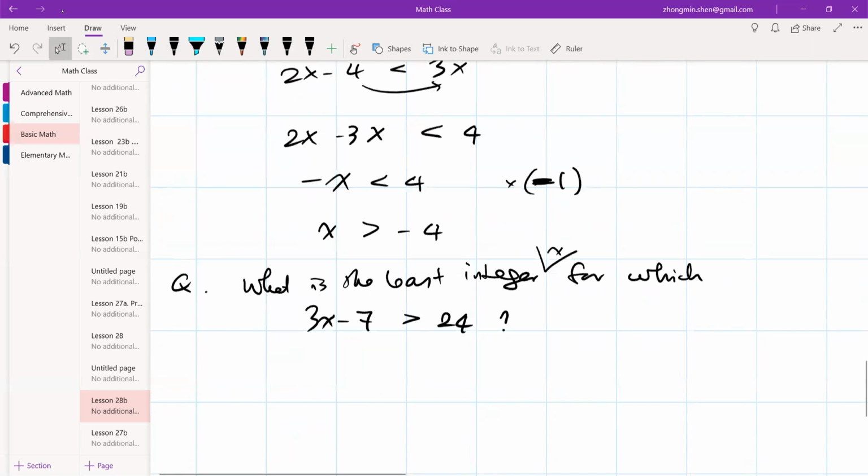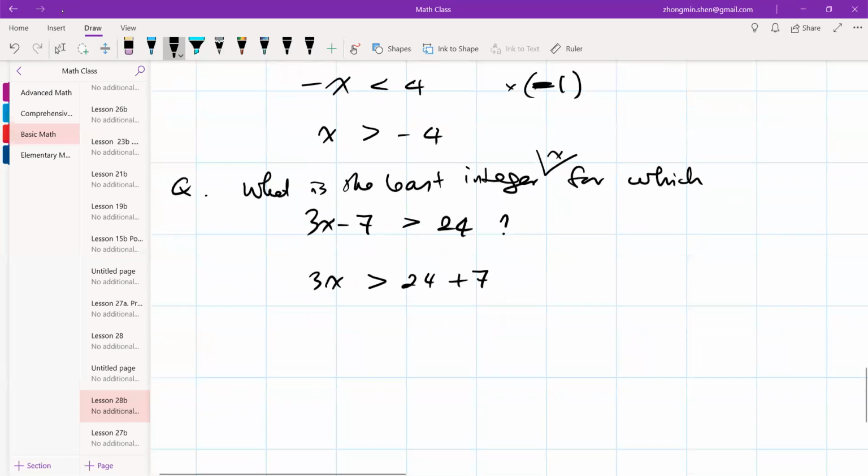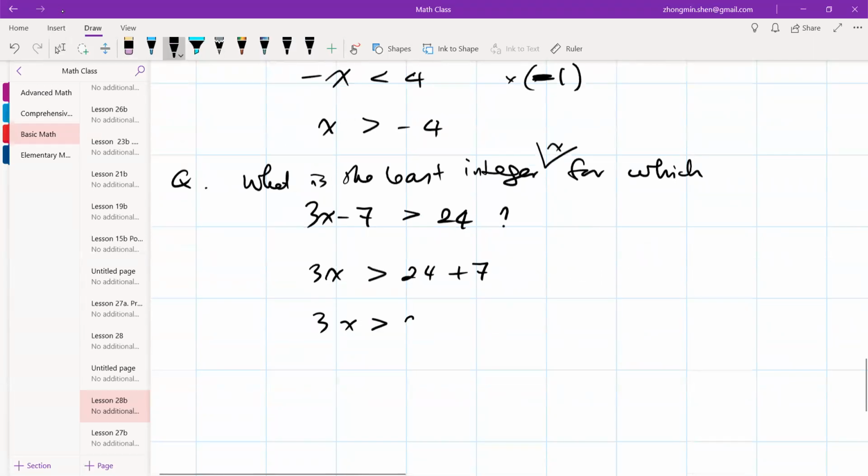So Kathleen says 11. Okay, so let's do this. Just solve the inequality first, right? So you move 7 to the right-hand side, you get 31, right? Then x is greater than 31 divided by 3. 31 divided by 3 is going to be 10 point 3, and then the 3 never ends. All right, you have an integer which is greater than 10.333, right?